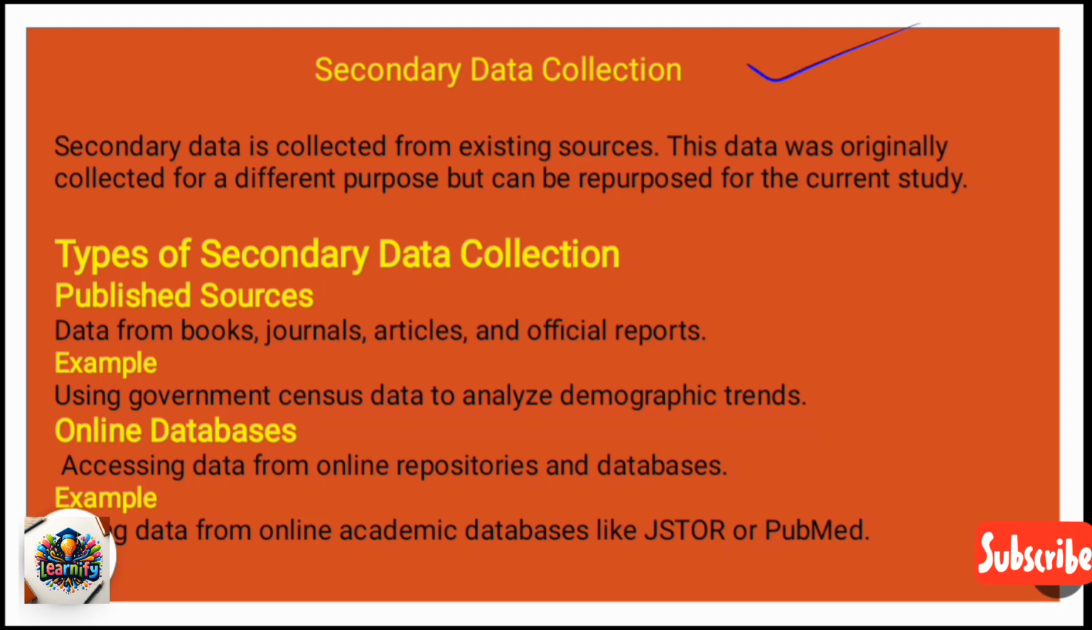Secondary data collection. Secondary data is collected from existing resources. The data was originally collected for a different purpose but can be repurposed for the current study. Actually, these are not types of secondary data collection, these are just points. Okay. Published resources: data from books, journals, articles, and official reports. Example: using government data to analyze demographic trends. Online databases: access data from online databases. Example: using data from online academic databases.